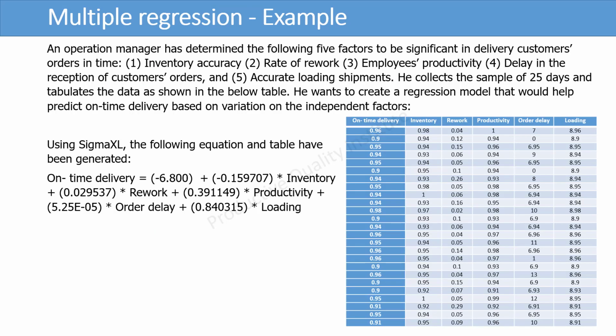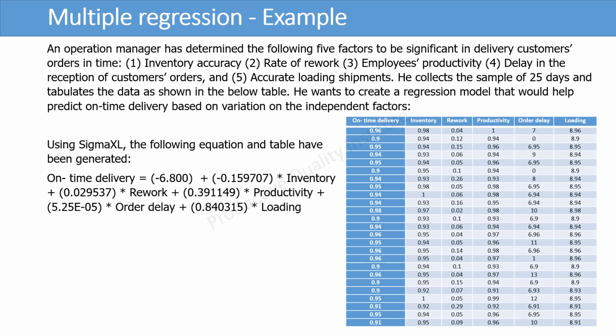Example for multiple regression. An operation manager has determined the following 5 factors to be significant in delivering customers' orders in time: 1. Inventory accuracy, 2. Rate of rework, 3. Employees' productivity, 4. Delay in the reception of customers' orders, and 5. Accurate loading shipments. He collects a sample of 25 days and tabulates the data, as shown in the table below. He wants to create a regression model that would help predict on-time delivery based on variation in the independent factors.